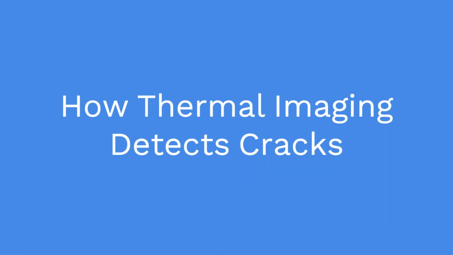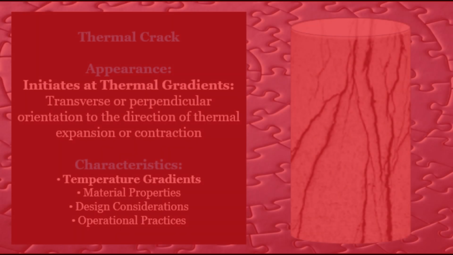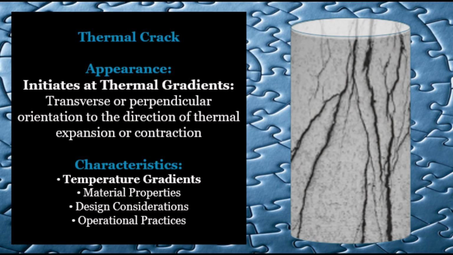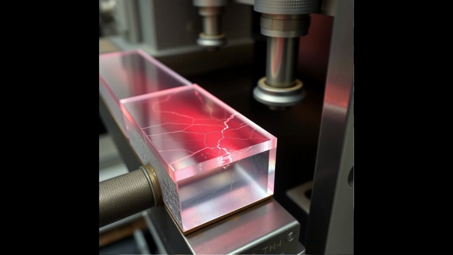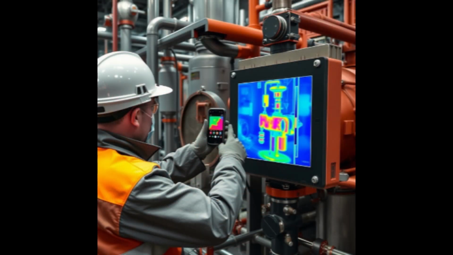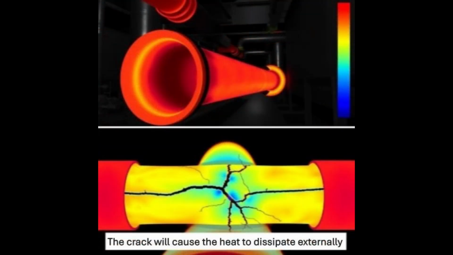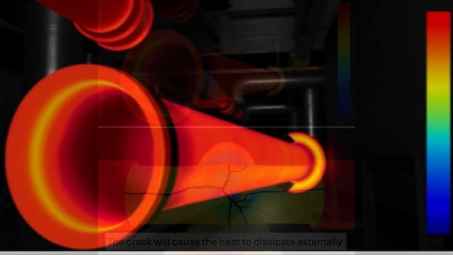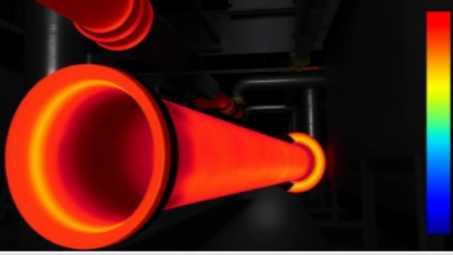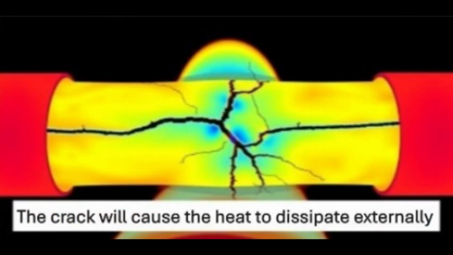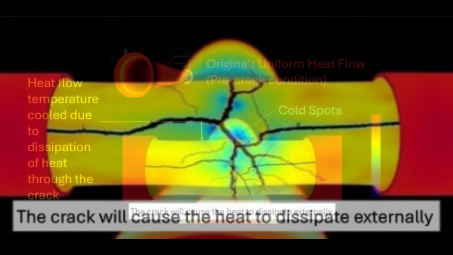How thermal imaging detects cracks in industrial equipment. Now that we've learned about stress and their impact on component parts, let's explore how the power of thermal imaging helps us identify hidden cracks in materials. When a material has a crack, it disrupts the normal flow of heat. Imagine heat moving uniformly through an intact material. But when there's a crack, this heat flow is interrupted, creating irregularities in temperature distribution.